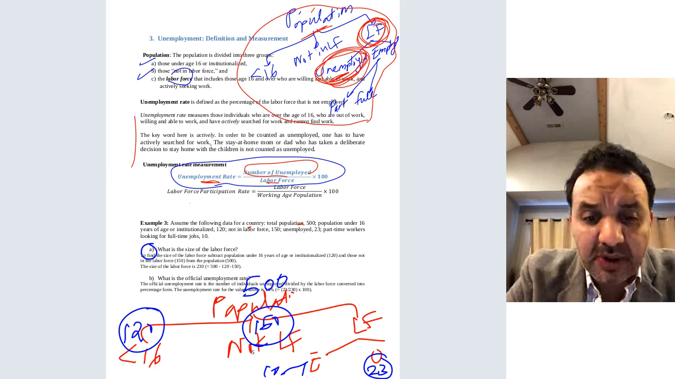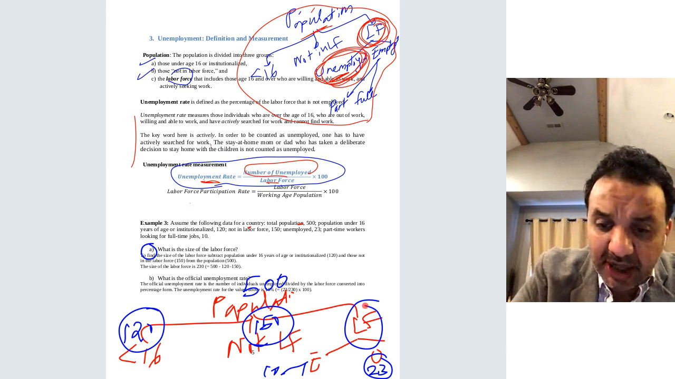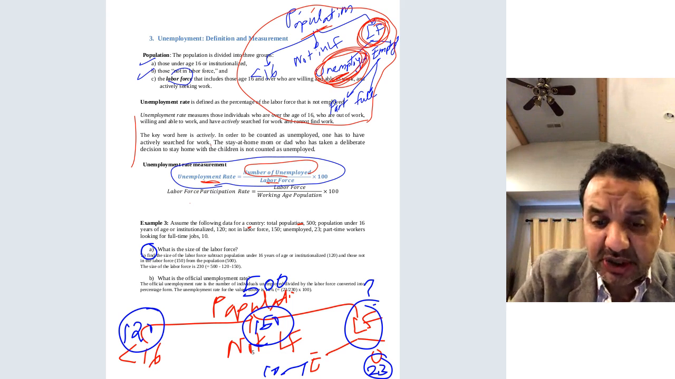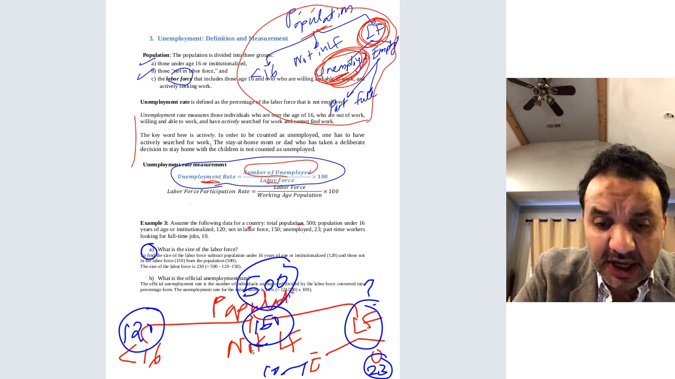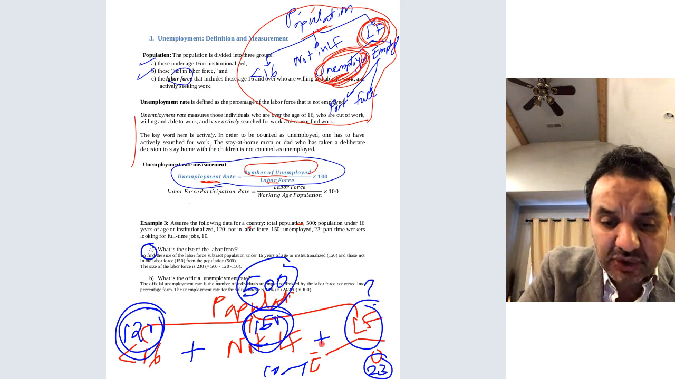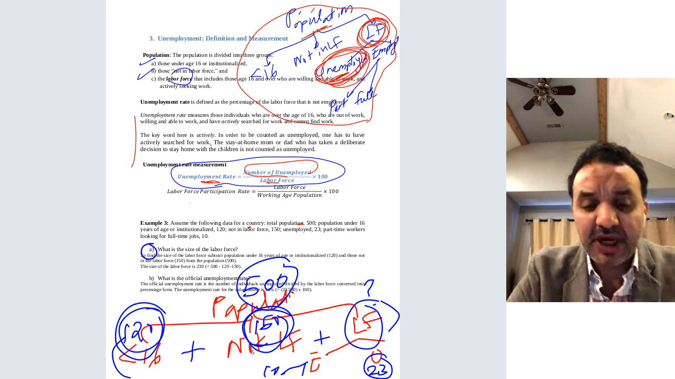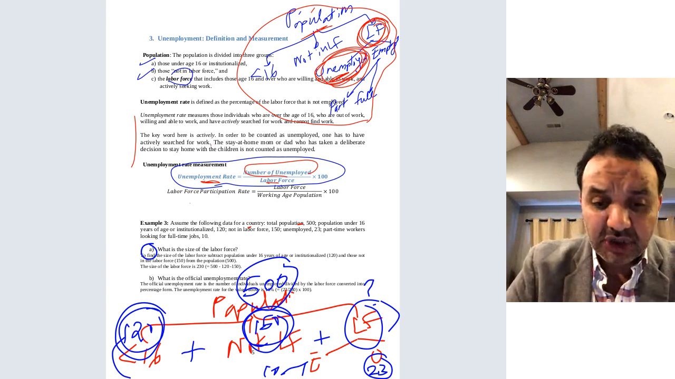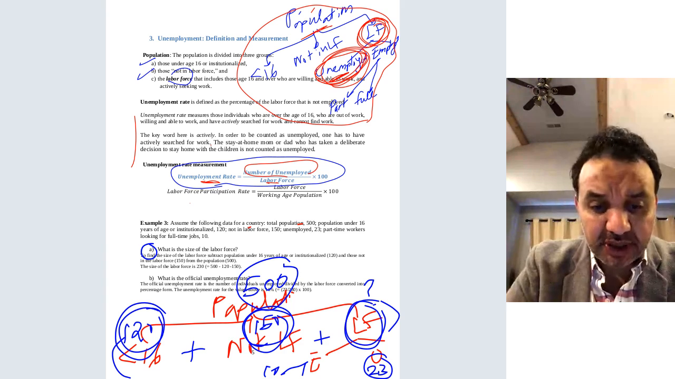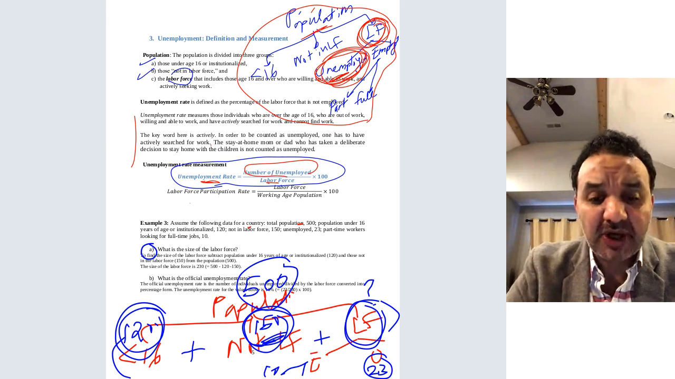Question number one here is, what is the size of the labor force? Basically I'm asking about this part. Probably the easiest way to solve this question is to simply subtract: 500 minus 120 minus 150. Because I said the population is classified into three different categories, these three categories add up to the entire population. So the labor force can be found by subtracting those who are under 16, which is 120, and those who are not in the labor force, which is 150, from the entire population, which is 500.